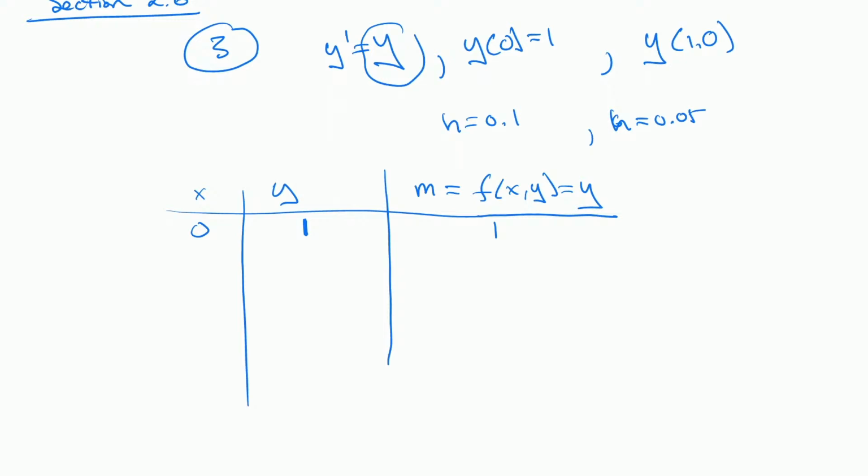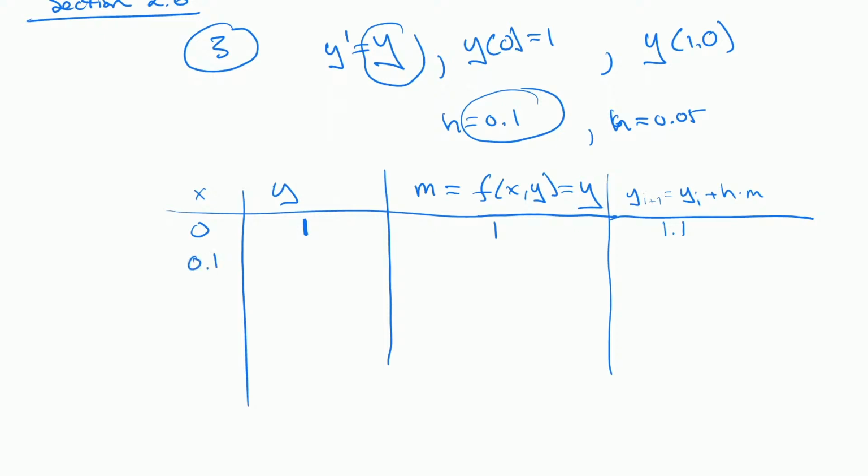And then the next point, so this is the key: y i plus 1 is the old point plus however far you're moving times the slope, the function value. So you just figure out where you are, what direction you're going, how far you have to go, and then you get there. In this case my h is 0.1, so my next x is 0.1, then 0.2, 0.3, etc.